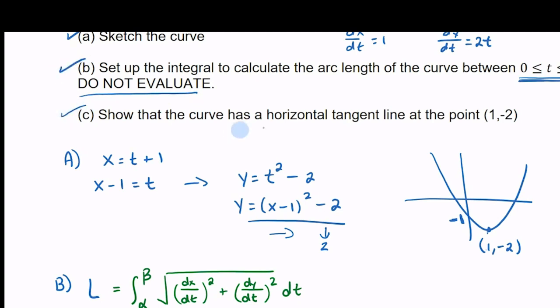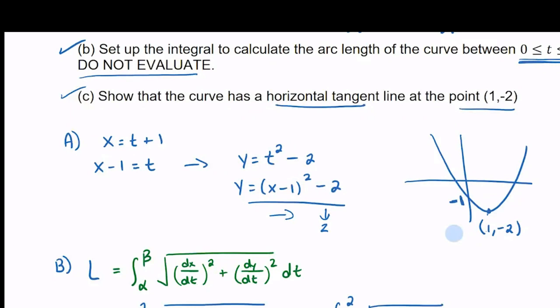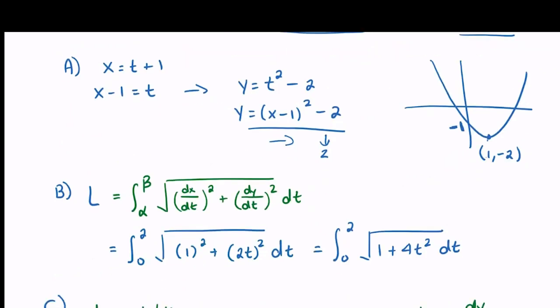Part C, show that the curve has a horizontal tangent line at the point 1, negative 2. So first, we know that whenever we have a horizontal tangent line, the slope must be equal to 0. The slope in general is dy dx, but whenever it's parametric, it's dy dt divided by dx dt. We need a horizontal tangent, so we need this equation to equal 0. The only way it's going to equal 0 is if the numerator is equal to 0. So again, a horizontal tangent when dy dx is equal to 0, but because dy dx is equal to this equation, we only need the numerator to equal 0 in order to find where we have a horizontal tangent.